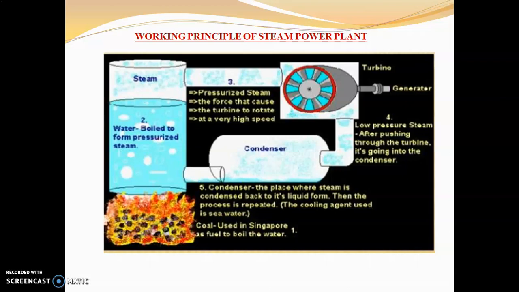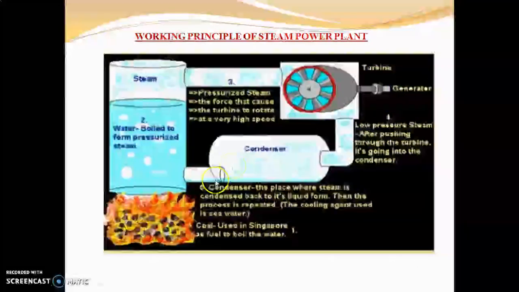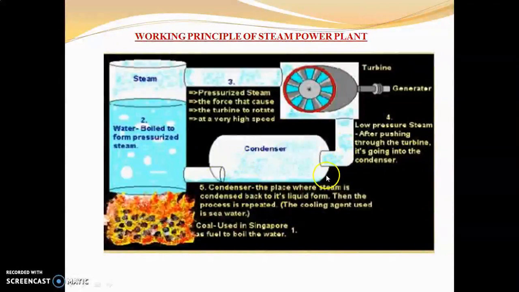First, the steam is produced in the boiler using coal as the working fuel and is used to drive the turbine. This high pressure steam drives the turbine. The main function of the turbine is to convert the heat energy into mechanical energy. This mechanical energy is used for generating power with the help of the generator. The exhaust steam is passed through the condenser, a place where the steam is condensed into water and recirculated. This cycle is repeated again. This is the working principle of a steam power plant.